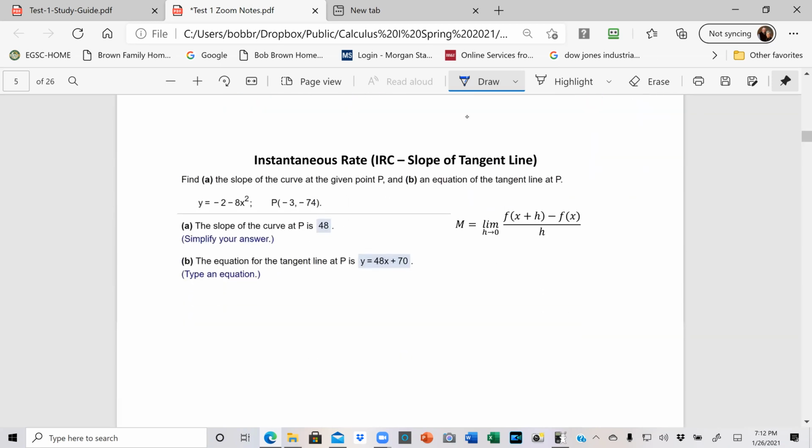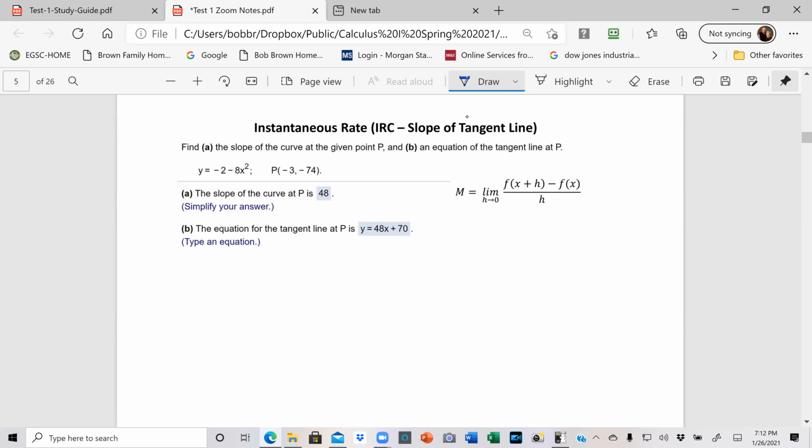Okay, so let's do an example. We have a function here, y equals -2 minus 8x squared, and we want to calculate the slope at the point (-3, -74). Okay, we will need this equation, and for this one we're going to do it for any x. If you wanted to do it just for -3, you would just plug in -3. But if you want to do it for any value of x and then plug in the value of x, I always find that the easiest thing to do. So let's do that.